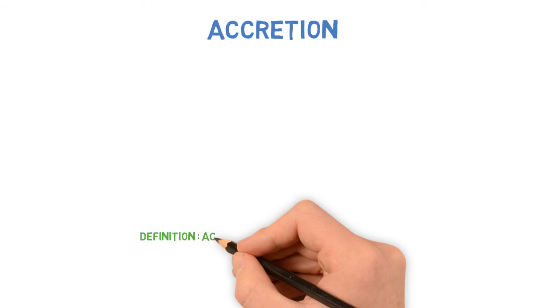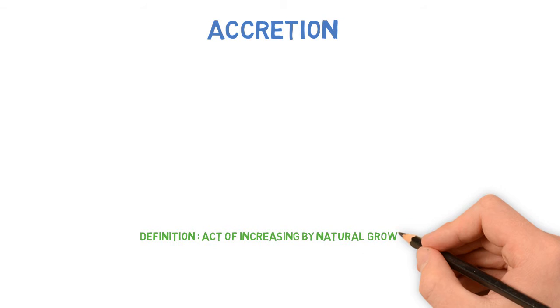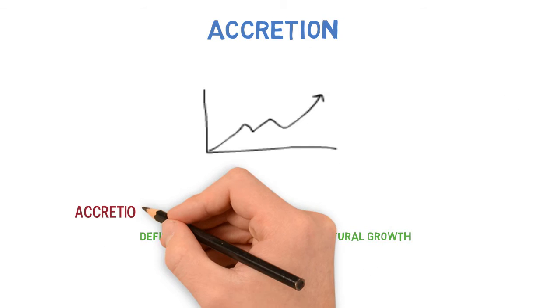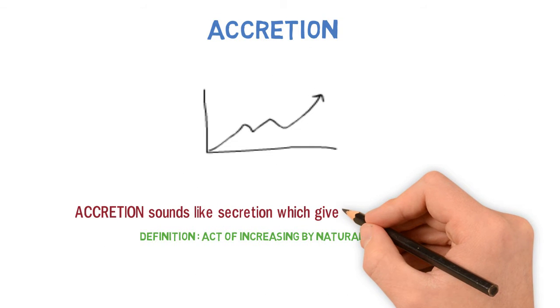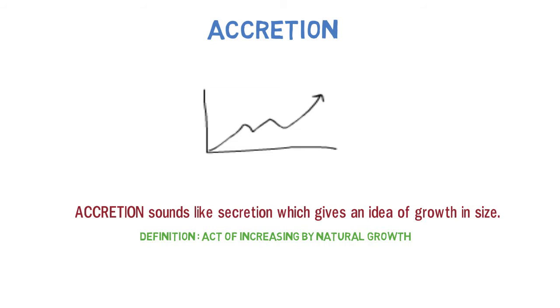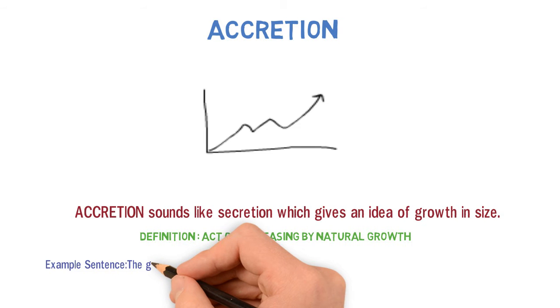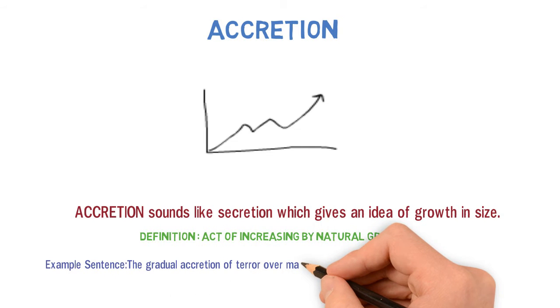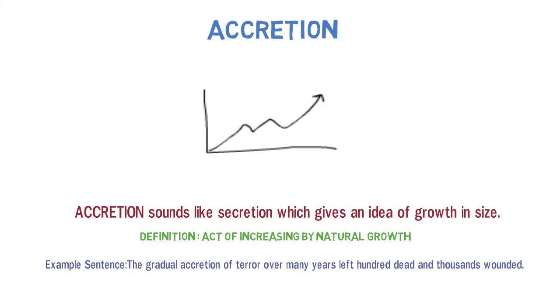Now, accretion. Definition of accretion is act of increasing by natural growth. The mnemonic which we can use here is accretion sounds like secretion, which gives an idea of growth in size. As you know, due to hormonal secretions, the growth in humans takes place. Example sentence: the gradual accretion of terror over many years left 100 dead and thousands wounded. It means the gradual increase of terror over many years left 100 dead and 1000 wounded.